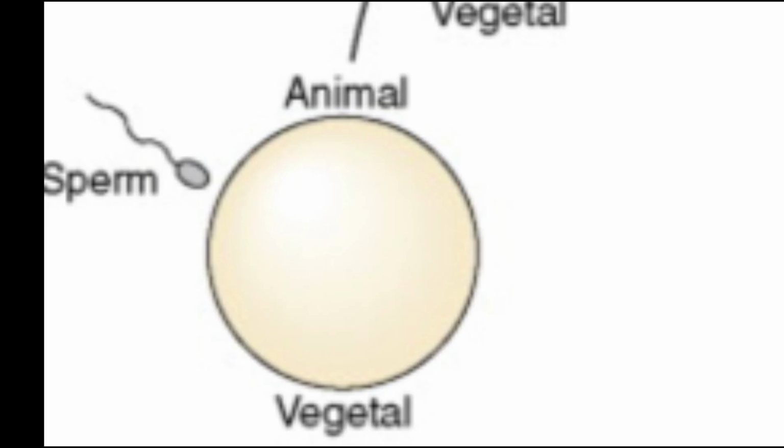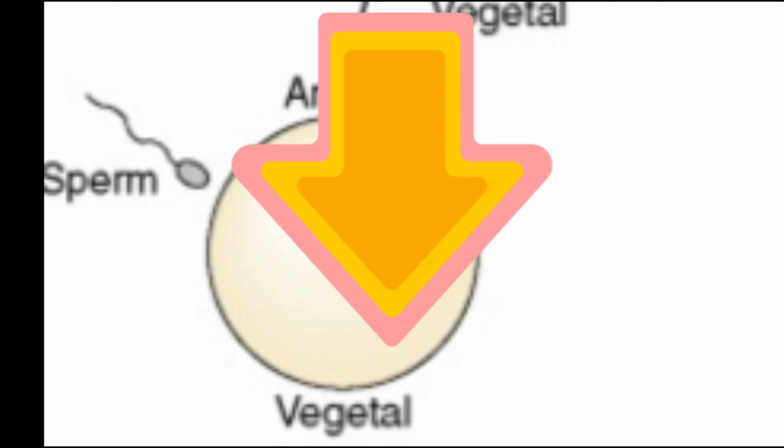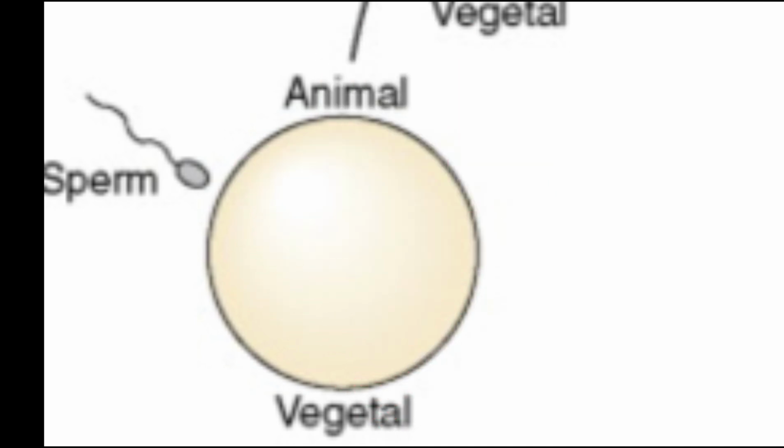Then the yolk accumulates in the vegetal pole. It is present at the bottom. Then there is the animal pole, which has less yolk content. That is, it is poor in yolk and it divides faster.